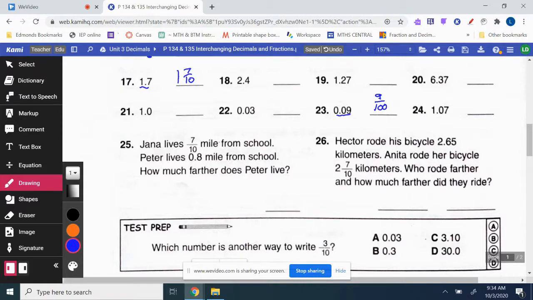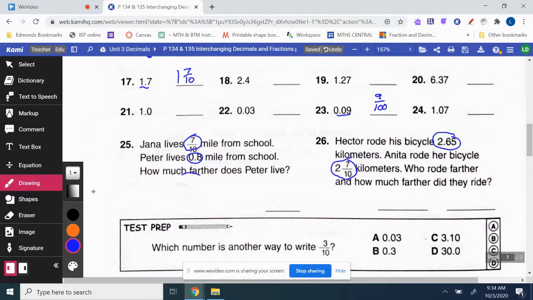Number 25 and 26, they're kind of mean to you. They give you both a fraction and a decimal on both of them. Do what you guys know. Put it back into fraction mode. You guys know how to do this. So Jana lives 7/10 of a mile from school. Peter lives 0.8 mile from school. How much further does Peter live?